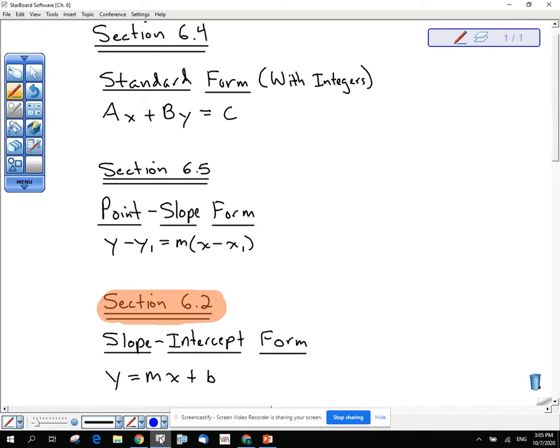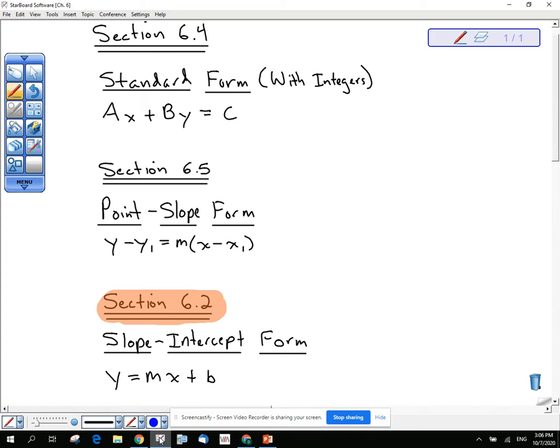Algebra 1, Section 6.2, slope-intercept form. Everybody's favorite, home base. I say that somewhat facetiously. I want you to not see things that way, but rather see the value in all three of these forms. I know I said that in a previous video, but that being said, 6.2 may well be the one you're most comfortable with, the one you've spent the most time with.